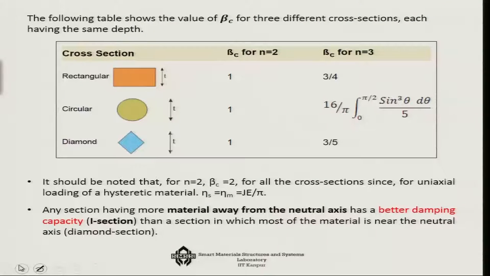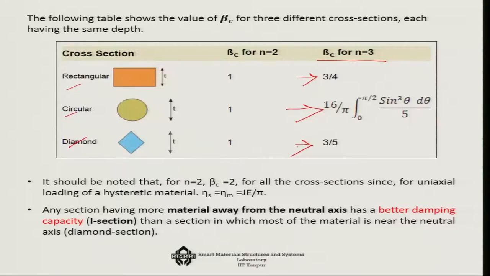Let us see that type of a case. So, here we have considered 3 cross sections. One is a rectangular cross section, another is a circular one, and the third one is a diamond cross section, and their thickness is the same in all the 3 cases. Now, the beta c for n equals 2 is also the same. If you try to evaluate, you will see beta c for n equals 2 is not changing, but beta c will change for n greater than 2, like for n equals 3. Here you can see that the rectangular section is going to give you about 0.75, diamond is going to give you about 0.6, and circular, of course, you have to carry out this integration.